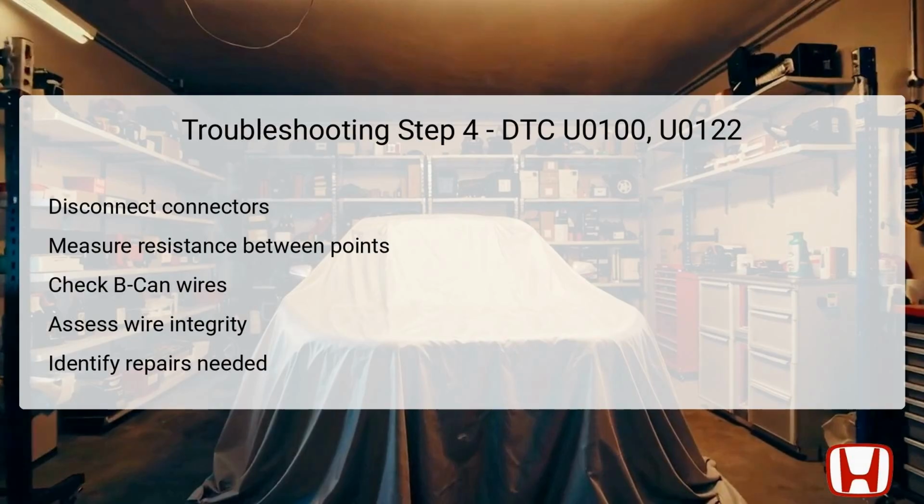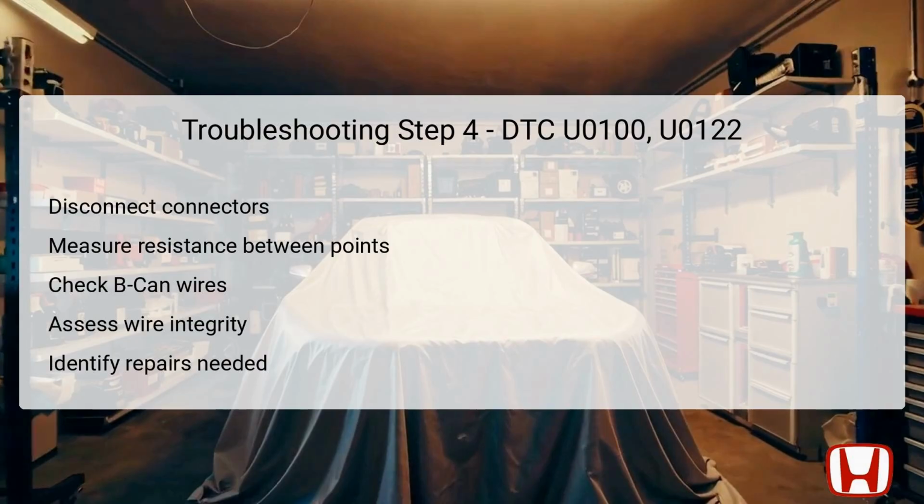In this step, you will conduct an open wire check on FCAN A lines. Start by turning the vehicle off and disconnecting the connectors from the CAN gateway and the body control module. Measure the resistance between specified test points. For effective results, ensure the vehicle remains in off or lock mode during this process. The aim here is to assess the integrity of the B-CAN wires responsible for communication.